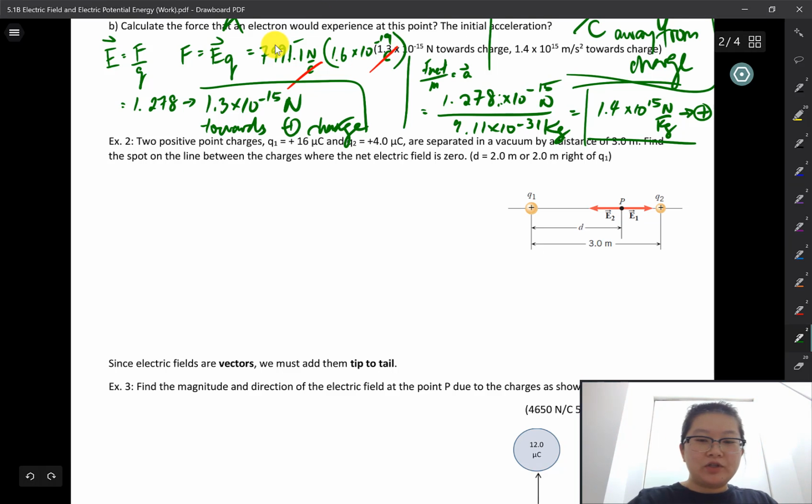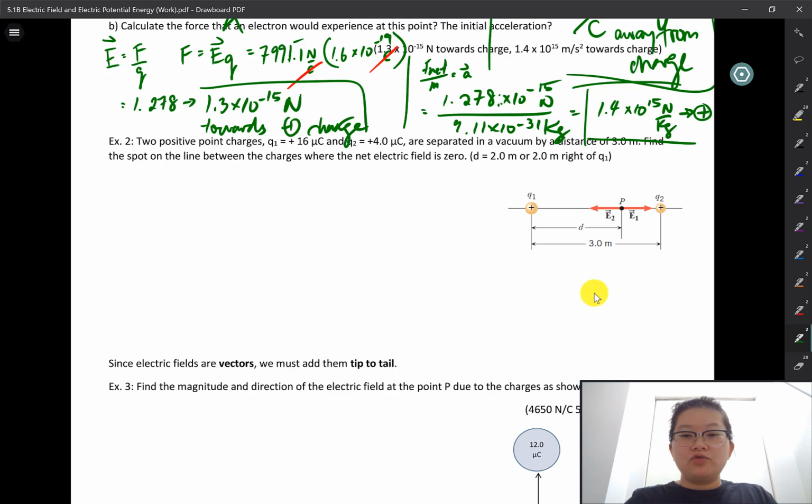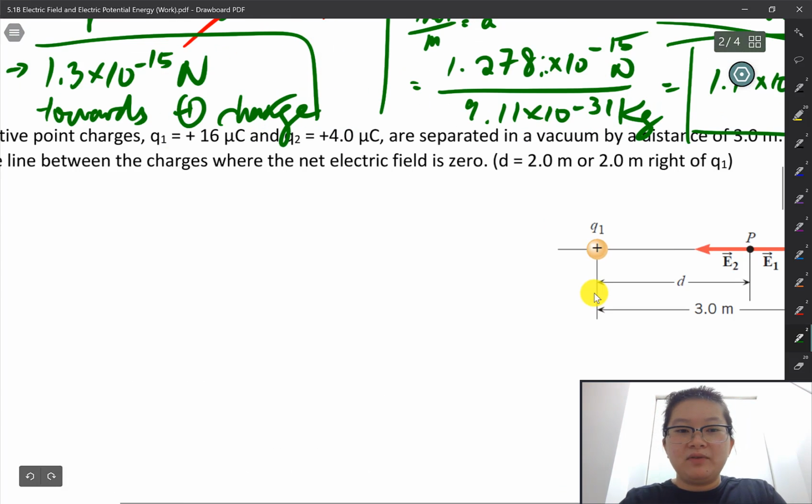In this video, we're going to do example 2 from 5.1b, electric field and electric potential energy. This one is on where the electric field is 0. So, let's get started. Two positive point charges, Q1 and Q2, so why not we label this?